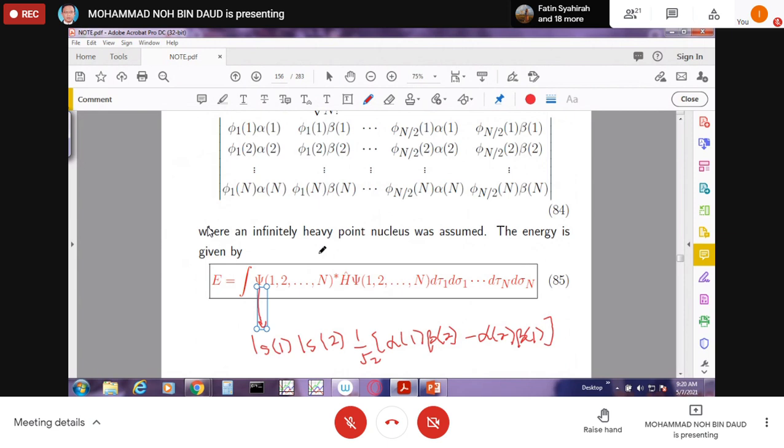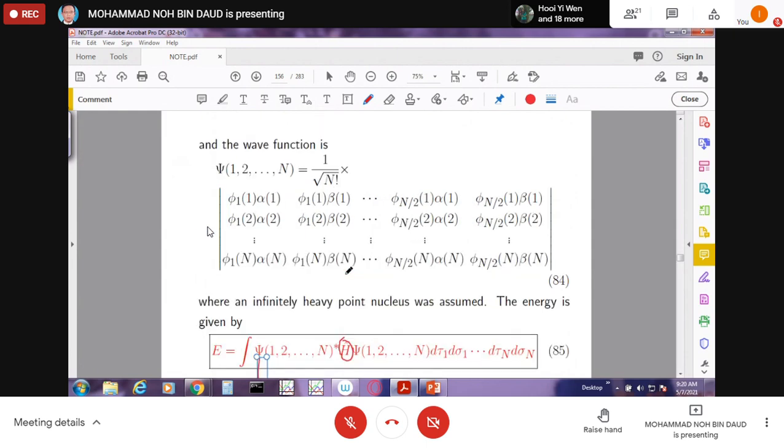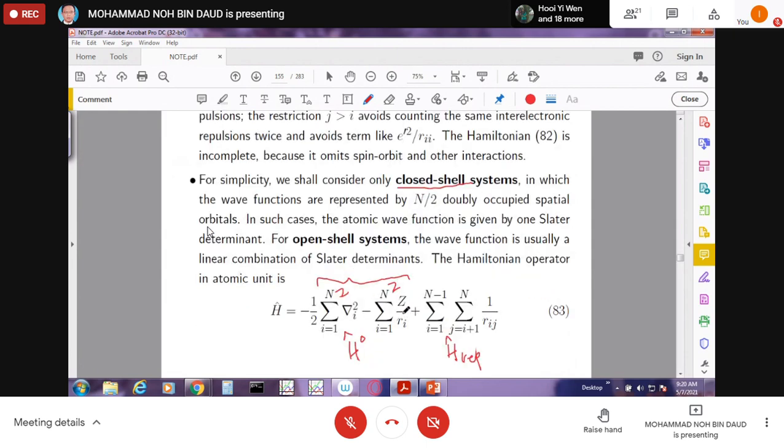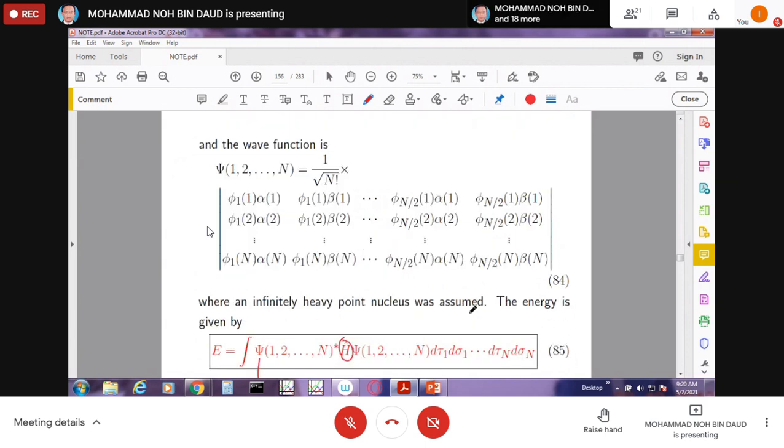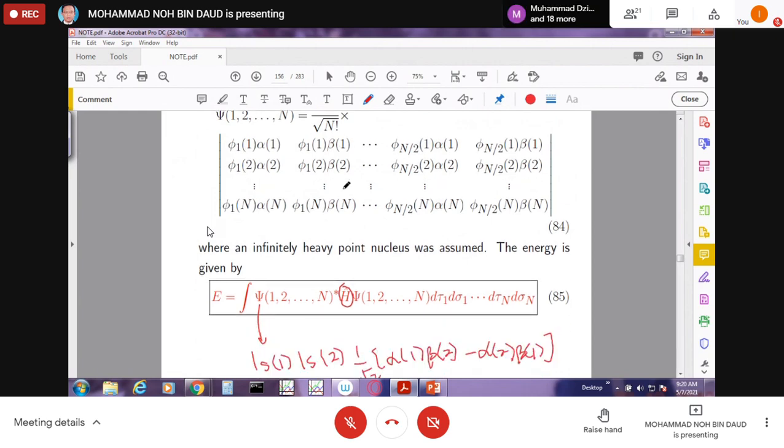Okay. But in this Hamiltonian operator, the coordinate is the spatial coordinate. It's the spatial coordinate. This is not the spin coordinate. The spin coordinate only depends on the ms, the component of spin, where it is plus half or minus half.